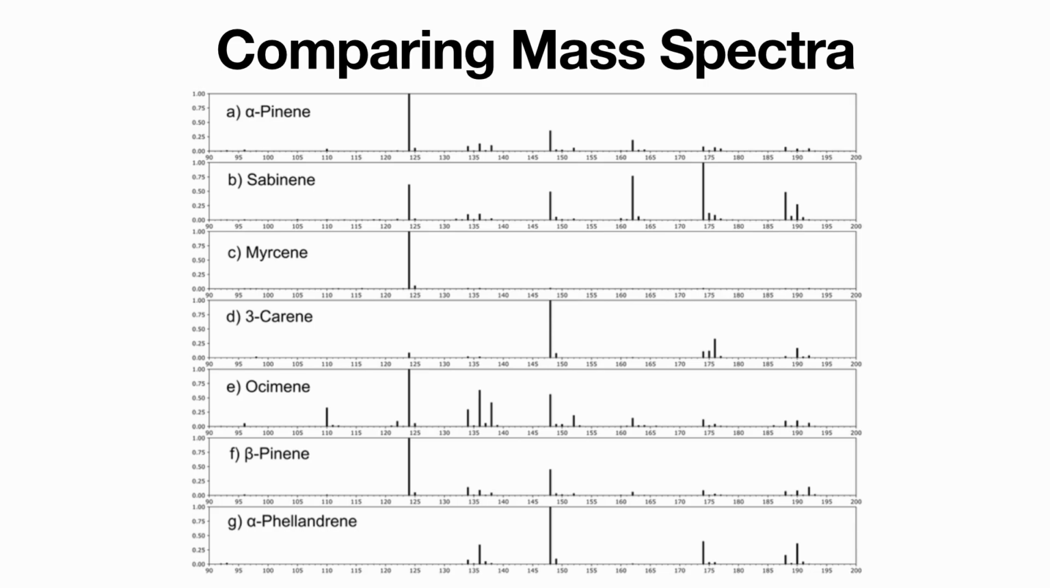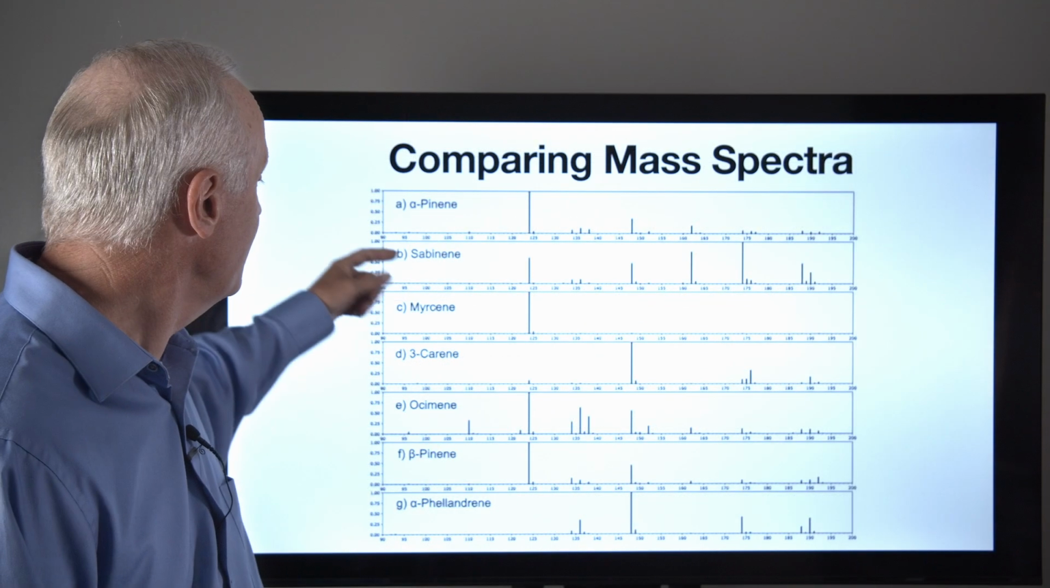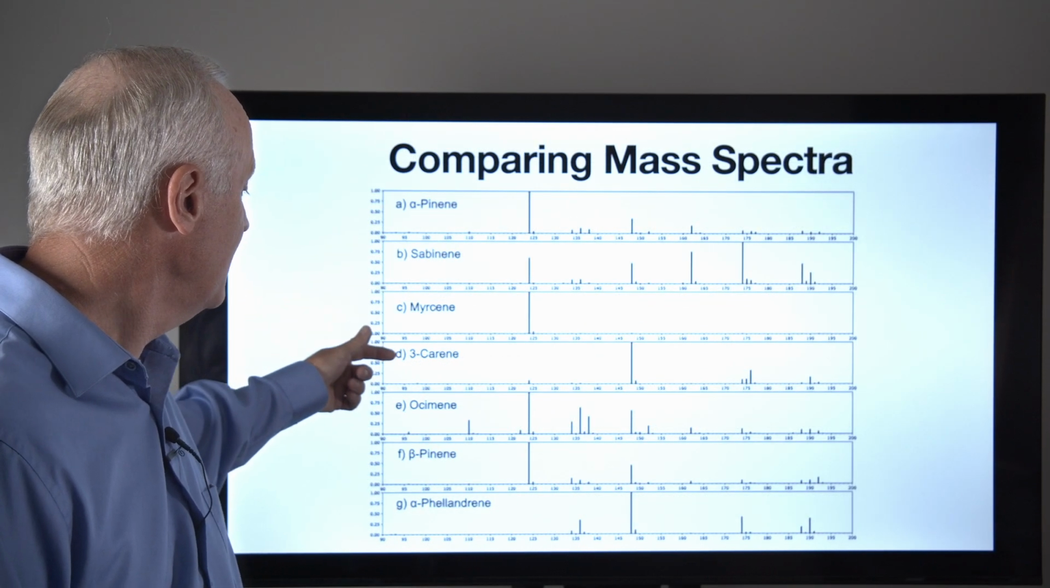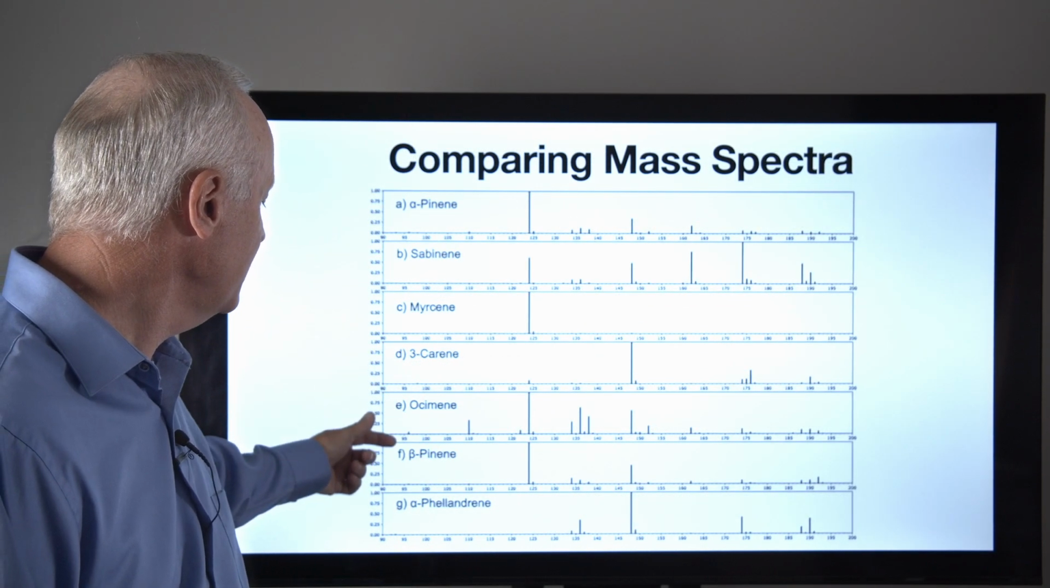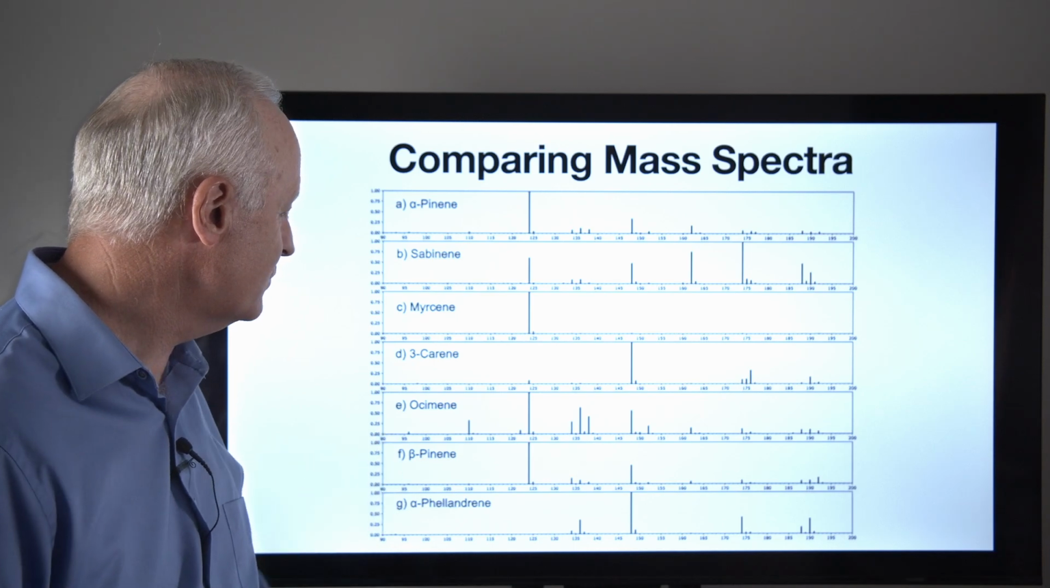Well, let's look at the fragmentation pattern for alpha pinene on top. Compare it with sabinene, myrcene, 3-carene, ocimene, beta-pinene, and alpha-phellandrene.